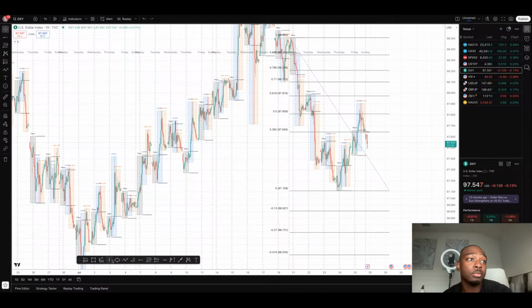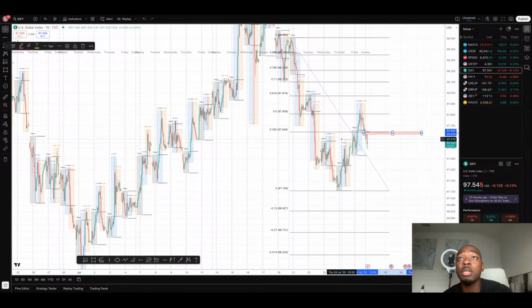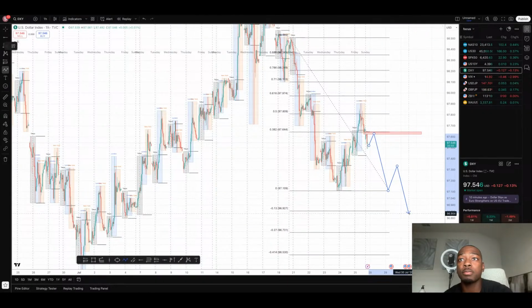Possibly, we look at the DXY, the dollar strength index, for those that don't know. Looking for it to maybe come back here somewhere and then continue down lower. That's what I'm looking for. Somewhere around here is what I'll be looking for on the DXY. And if that happens on DXY, then obviously the opposite will be happening on NAS, US 30, and SPX.